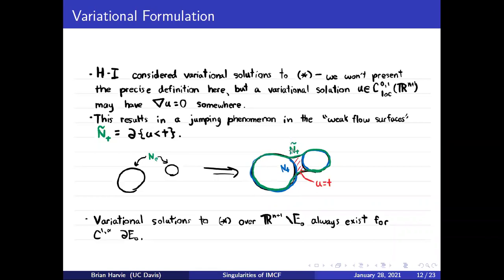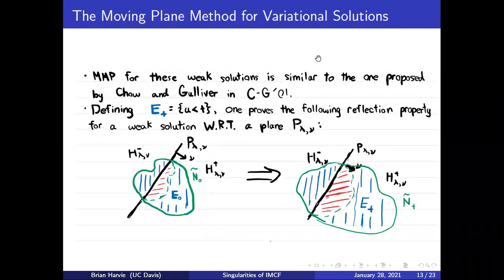The N tilde of t are allowed to keep flowing forever wherever you have this flattening out for the variational solution, because variational solutions to the previous problem will always exist over R^(n+1) minus E_0. Okay, so this is a notion of weak solution to inverse mean curvature flow. And let me describe the method that I use to analyze these weak solutions.